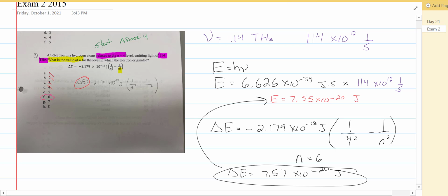Now you can rearrange. You have n squared here, and you can solve for that n algebraically and then just do it. You're more than welcome to do that. But for most of the students that I have, this is the easiest way.